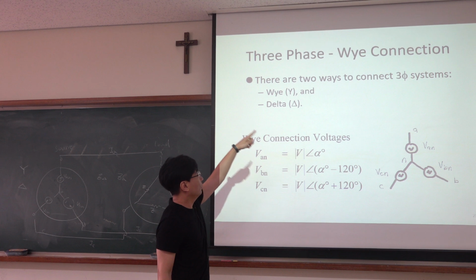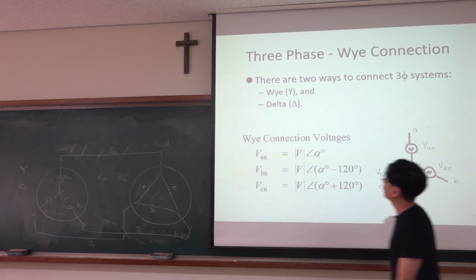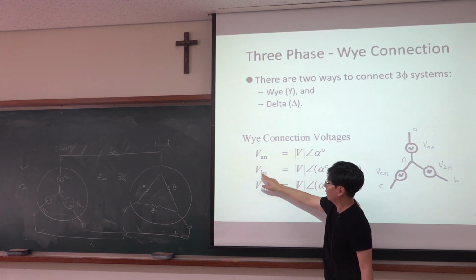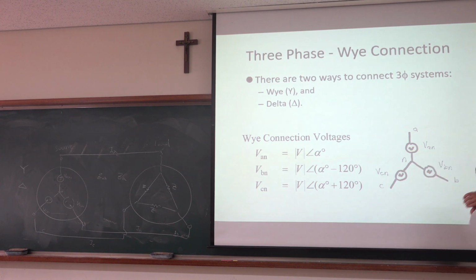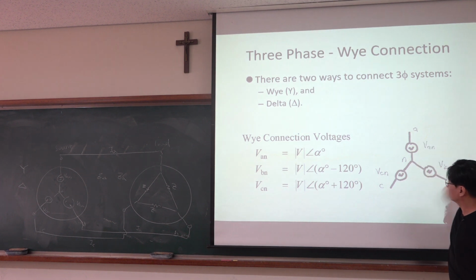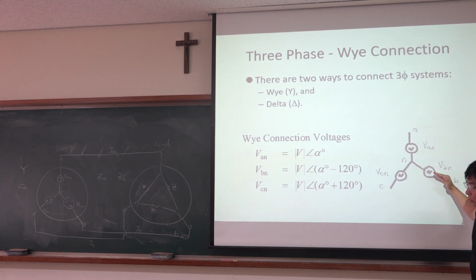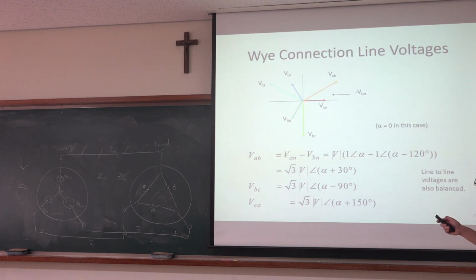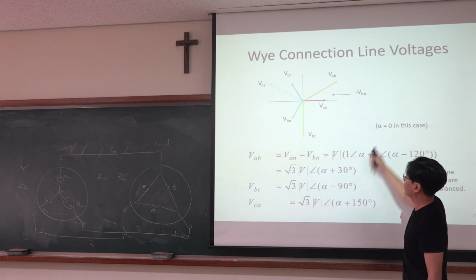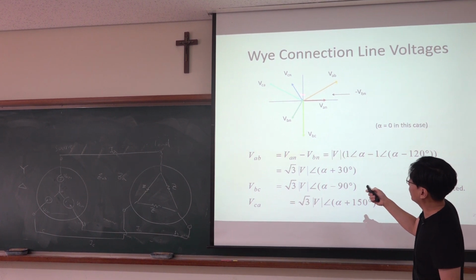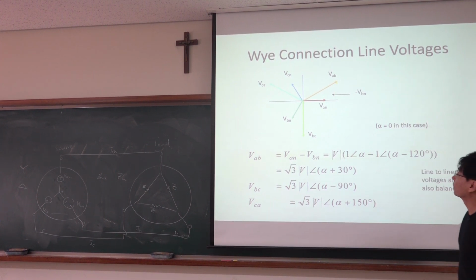So anyway, for three-phase Y connection, especially at the source side, there are two ways to connect a three-phase system. I told you the voltages VAN, VBN, VCN, with reference angle alpha, and A, B, C, A, so clockwise, minus 120 degrees and plus 120 degrees. Here we assume alpha is 0. So VAN, VBN at minus 120 degrees, and this is VCN at 120 degrees.